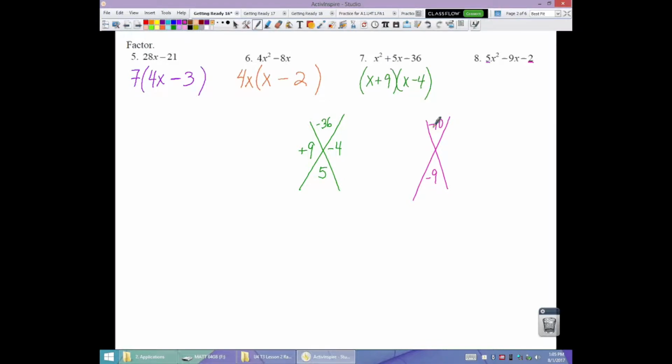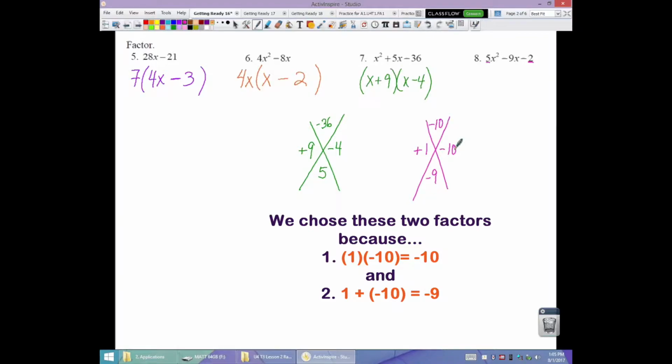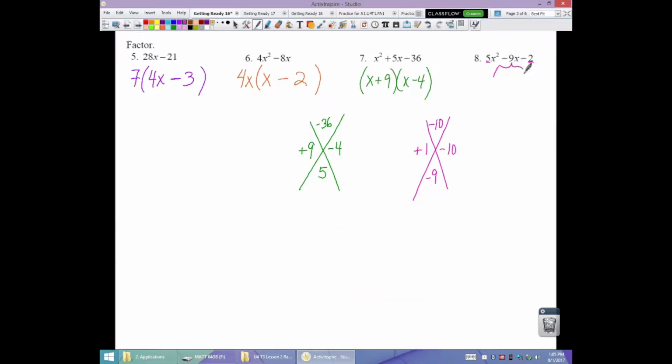To get a product that's negative, I need one of each sign. They need to be different by 9. So that's positive 1 and negative 10. Those are not the factors, though. Those are just the numbers that I use to split up the -9x. So I'm going to rewrite this as 5x squared minus 10x plus 1x minus 2.